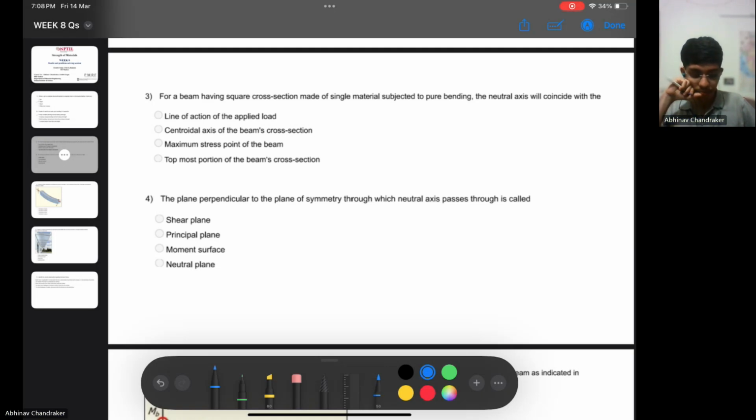Third question is, for a beam having square cross section made of a single material subjected to pure bending, the neutral axis will coincide with the: line of action of the applied load, centroidal axis of beam's cross section, maximum stress point of the beam, and topmost portion of the beam's cross section.